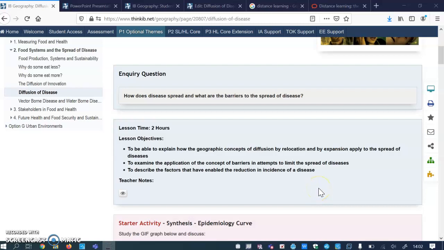So in this lesson, the inquiry question is, how does disease spread and what are the barriers to the spread of disease? It's quite important to look at this both from a practical perspective as well as to look at geographical concepts, the theory around how disease diffuses. And we'll look at two kinds of factors here. We'll look at relocation and we'll look at expansion of disease.